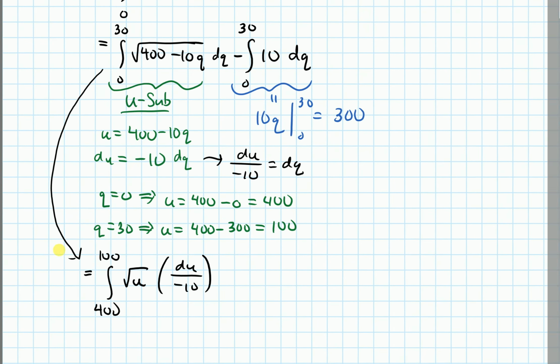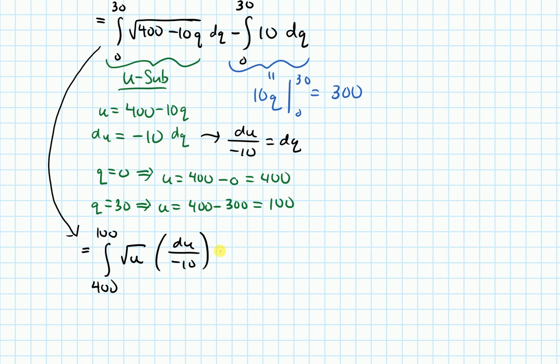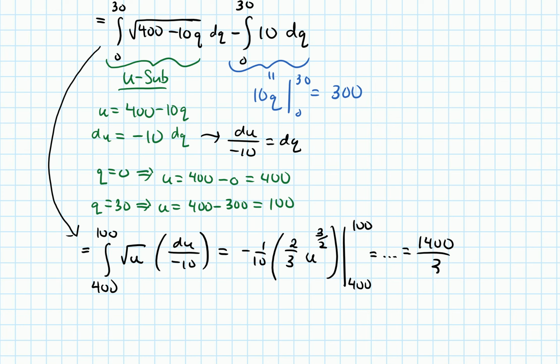So from here, it's not too bad. We've done the hard part of this. Let's see, we can take that negative 10 and factor it out, bring it out in front. We get negative 1/10. And now we're ready to do the antiderivative of square root of u. So let's see, that's reverse power rule. This will give me u to the 3/2. And then I divide by that 3/2. So that's the same as multiplying by the reciprocal, multiplying by 2/3. And then I need to plug in 400 and plug in 100. And I'm going to skip the computation here. But if you did that, what you'd end up getting is 1400 over 3.